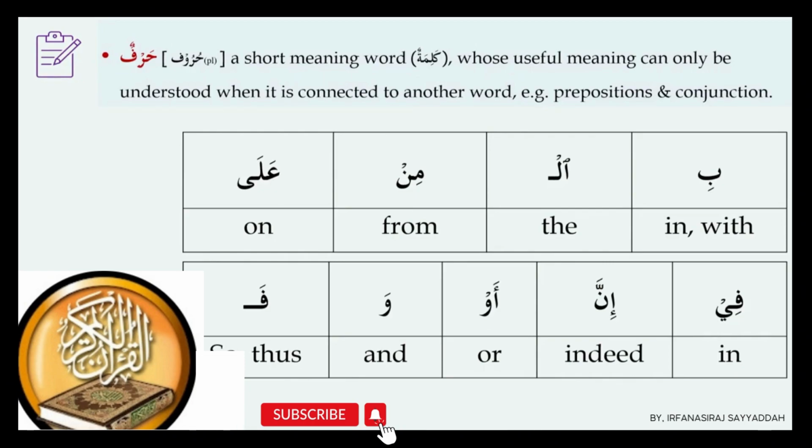Here are some examples for you to note for now. So be, translated normally as in or with, al, the, min, from, ala, on, fi, in, inna, indeed, aw, or, wa, and, fa, so or thus. So these are the huruf.